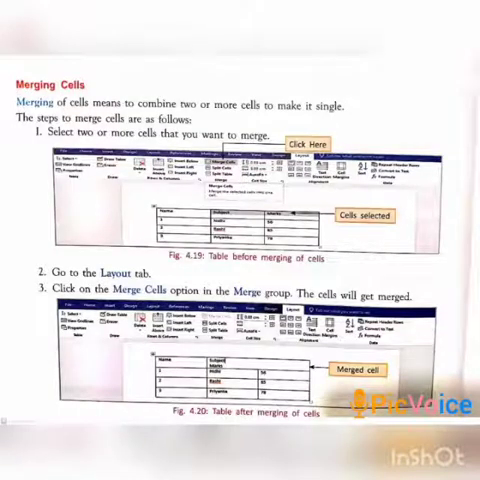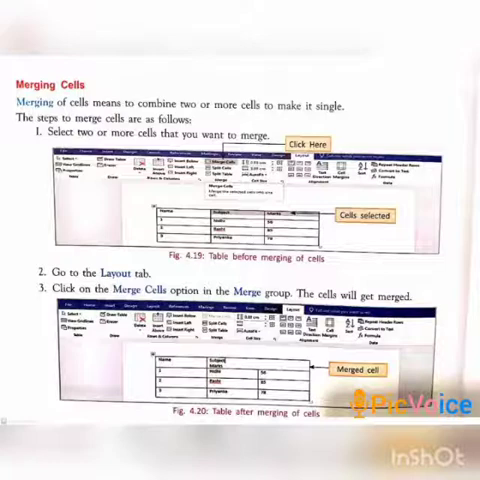Now the next topic, merging cells. Merging cells means to combine two or more cells to make it single. The steps to merge cells are as follows. First, select the cells that you want to merge.